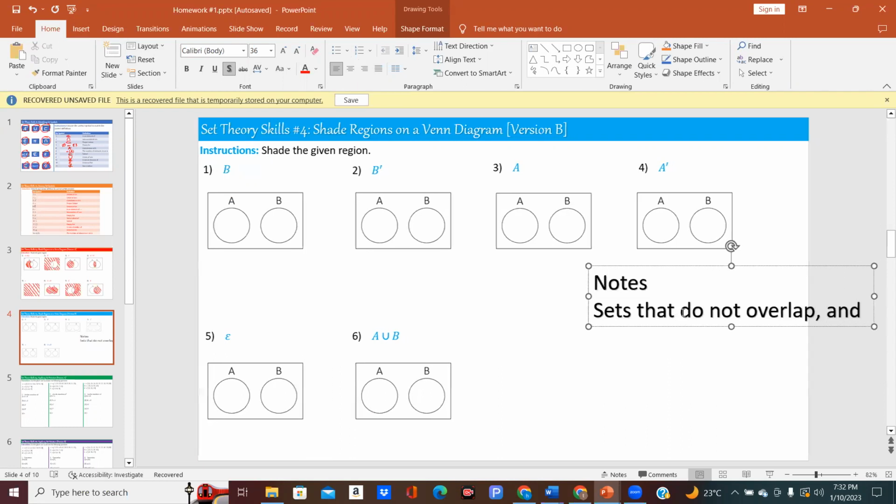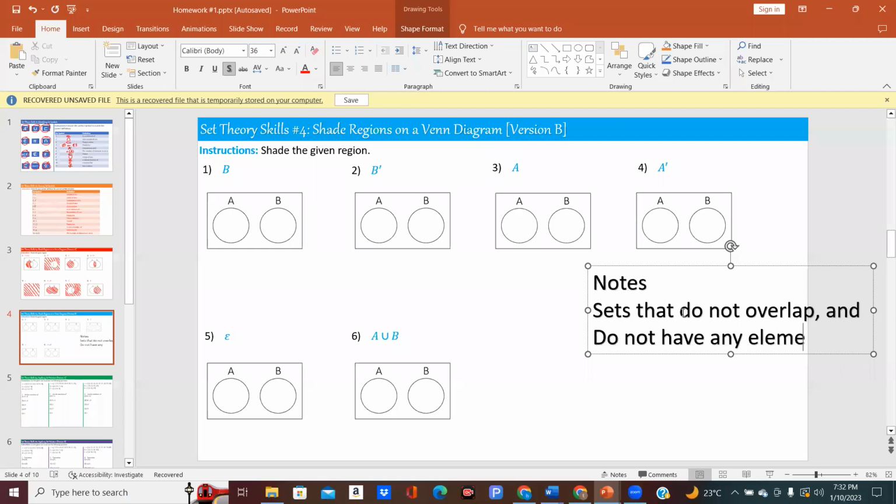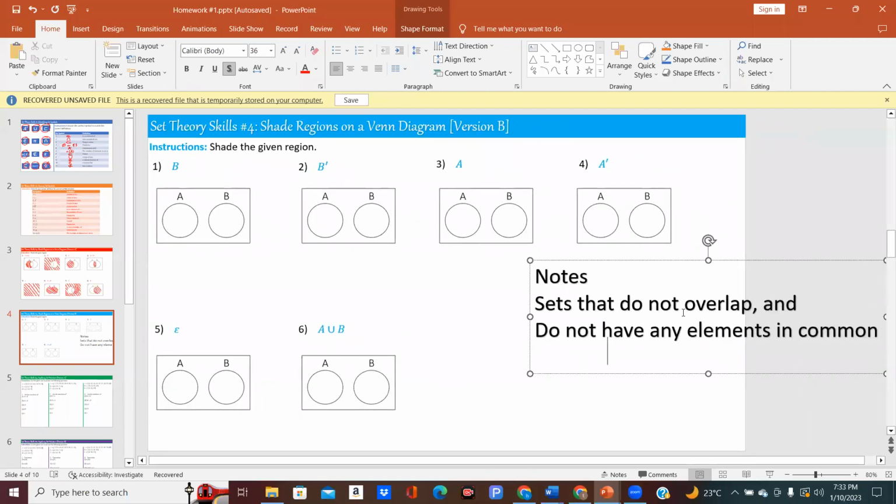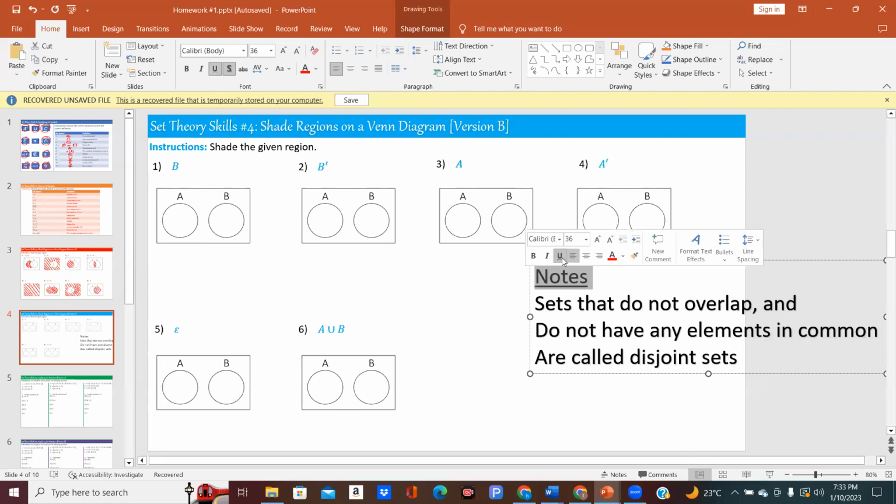And do not have any elements in common are called disjoint sets. Disjoint sets. So there's no overlapping with them, no intersection. Okay, they're called disjoint sets.